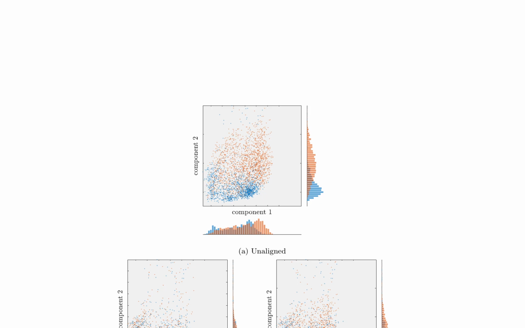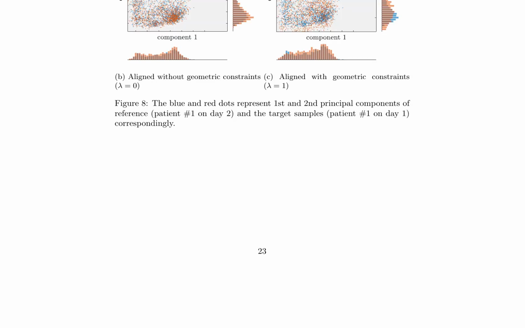In figures 8a and 9a, the authors present the results of no alignment, unaligned. Figures 8b and 9b demonstrate the effect of aligning the samples without imposing any geometric constraints, indicated by lambda equals 0. By not considering the geometry of the space, this alignment primarily results in axis reordering, making the result qualitatively no better than random projection.